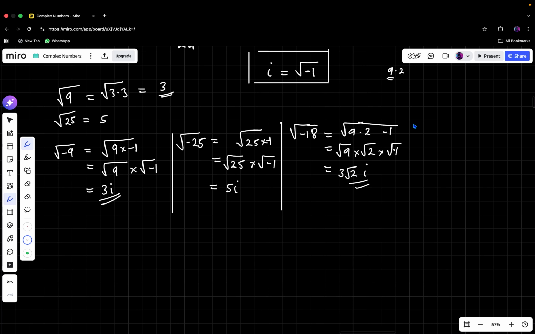Let's take another example. Let's take square root of negative 50. Now I'll simply break this down because I know what number will have a perfect square to give us 50. 25 times 2. Then I'll still add my negative 1. Then this would be square root of 25 times square root of 2 times square root of negative 1. Square root of 25 is 5, square root of 2 is still square root of 2, square root of negative 1 is I. This is our final answer.